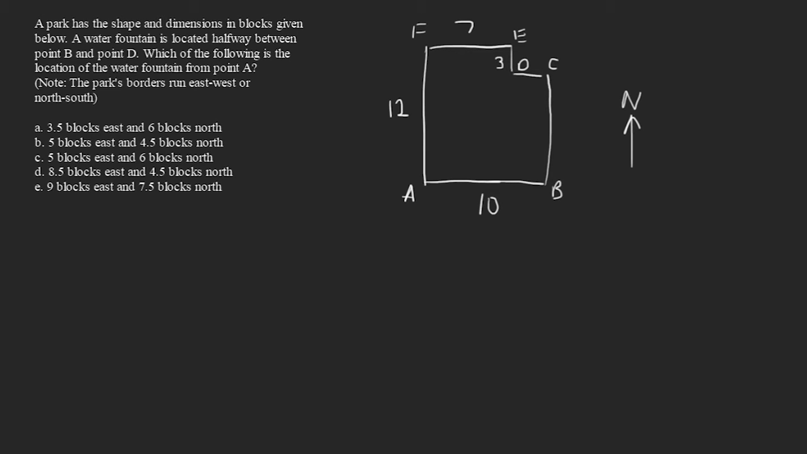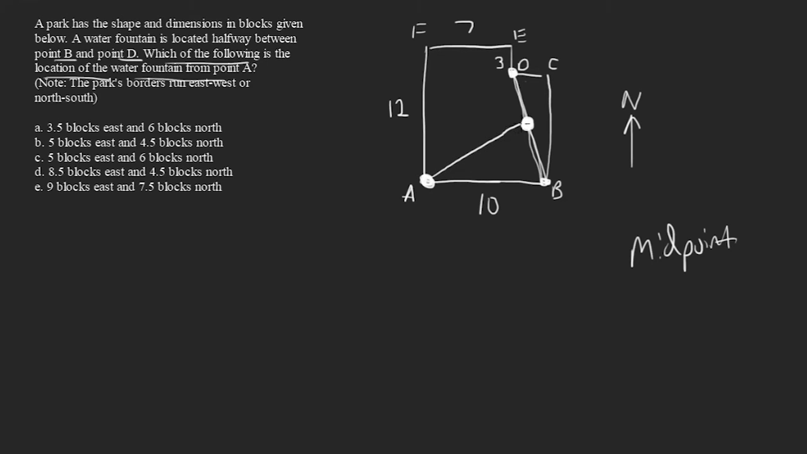Here's our last question. A park has a shape and dimensions in blocks given below. The water fountain is located halfway between point B and point D. So I'm going to check out point B, point D up here. Oh, it's halfway between there. Okay, so if I drew a line, it's going to be halfway in between, right? I think we'll be using the midpoint formula. Let's continue the question. Which of the following is the location of the water fountain from point A? From point A.